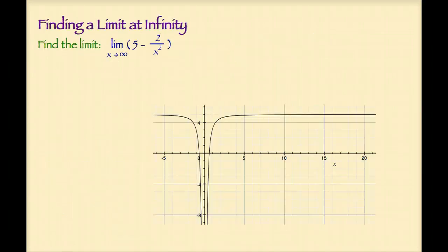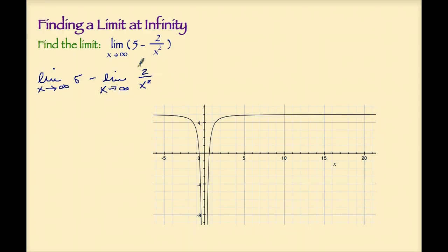Let's find the limit of this function as x approaches positive infinity, the limit of 5 minus 2 over x squared. Now if I rewrite this as the limit as x approaches positive infinity of 5, basically if we just think of 5 by itself, it's a horizontal line that obviously as you're approaching positive infinity is still going to be 5, it's not going to vary, but then minus the limit as x approaches infinity of 2 over x squared.